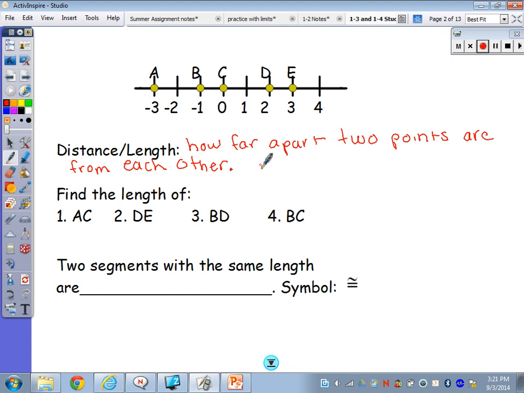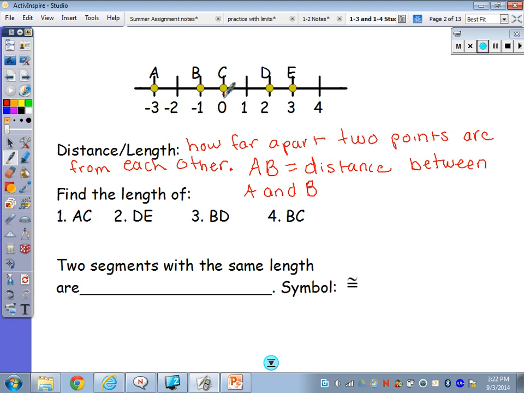If they're asking us to find the distance of AB, we just put the two letters without any symbol above it. So this means the distance between A and B, or the length of the segment AB. So here, this means find the length of AC.